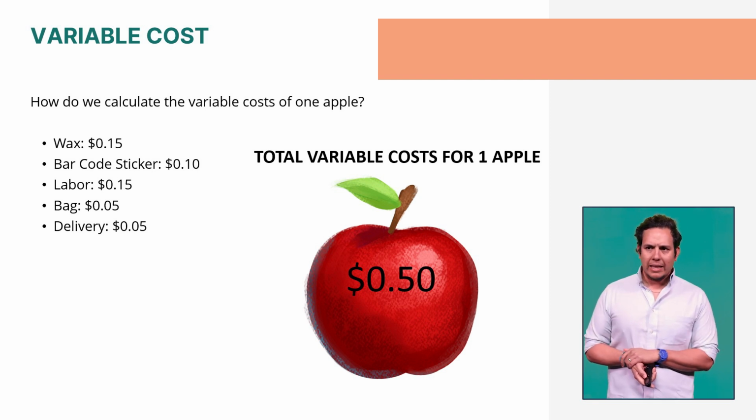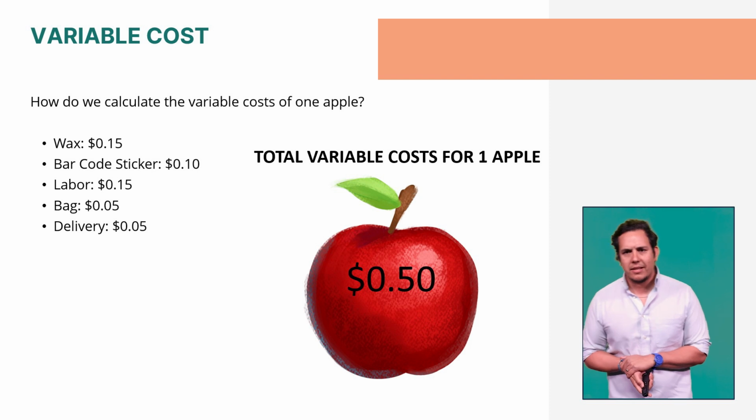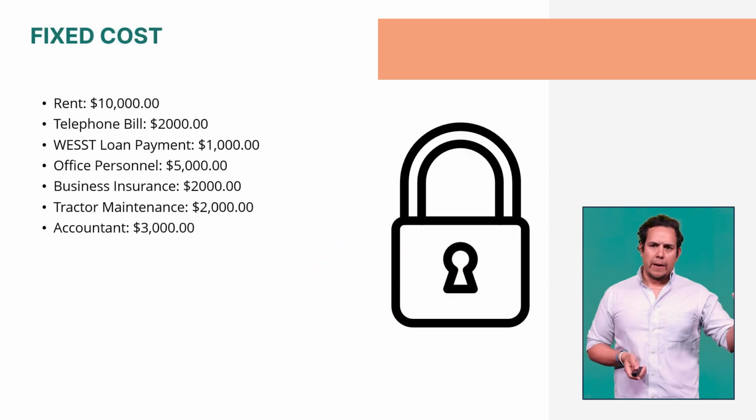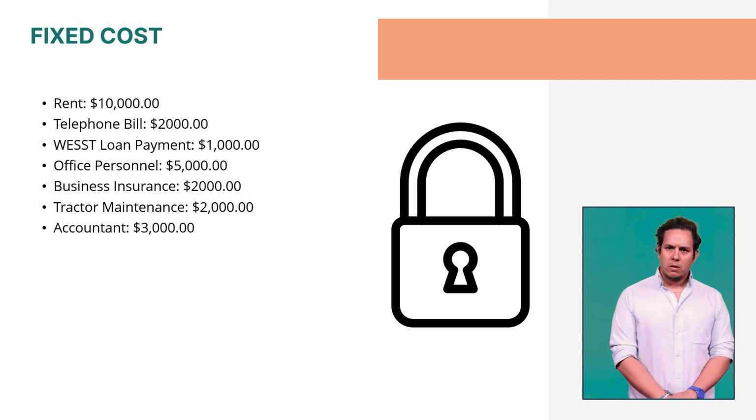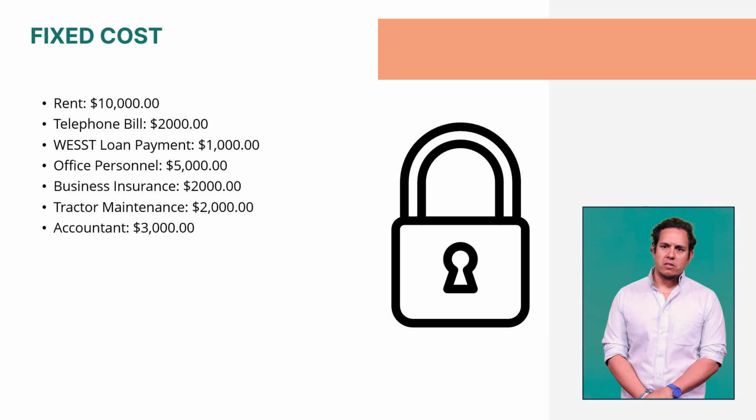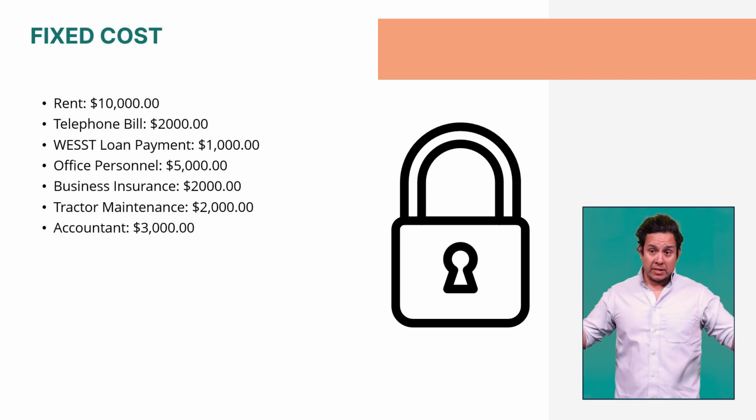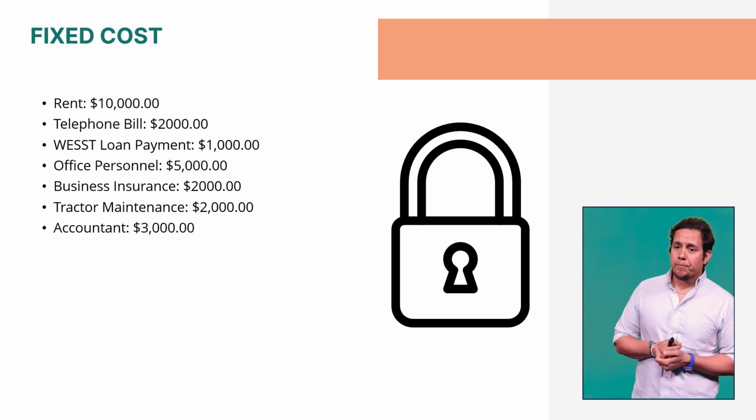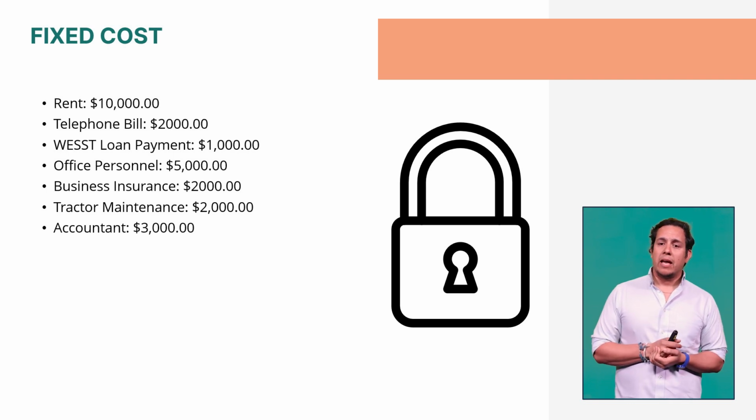Well, let us analyze the fixed costs now. It costs us $10,000 to rent this apple orchard. Telephone bill is about $2,000. It's a large telephone bill. That is a very large telephone bill. And then we've got a loan payment of $1,000. Very decent. We've got salaries for personnel in the office, $5,000.